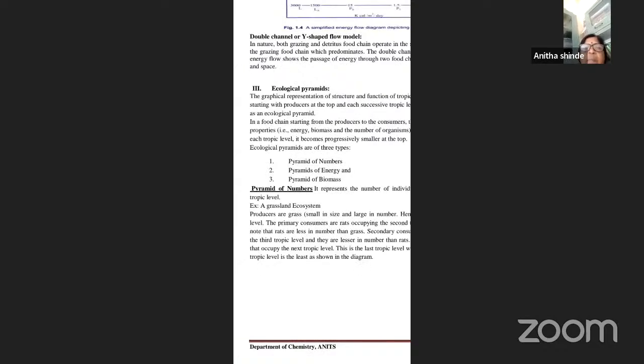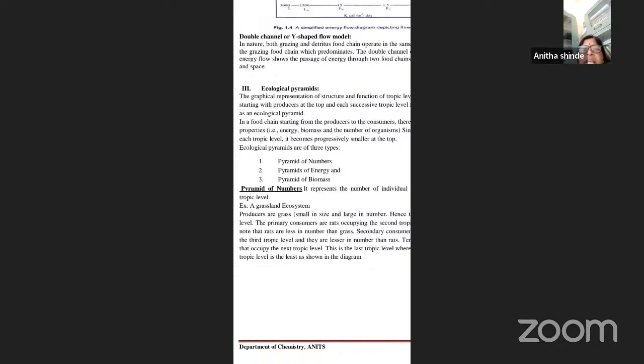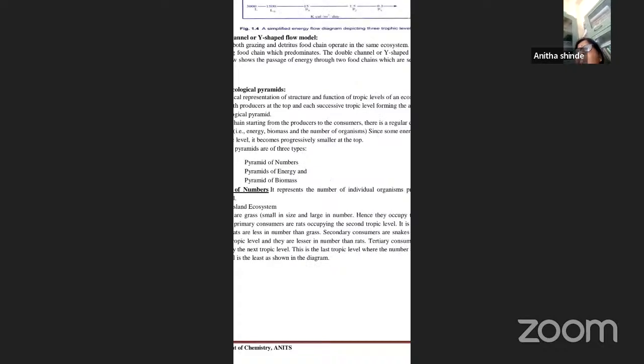The secondary consumers are the snakes, and the primary consumers are the rats. When 4 to 5 rats are there, 1 or 2 snakes may come to eat them, so the number is being lessened. Lastly, the tertiary consumers are the eagles. Only 1 eagle may come to catch those snakes.